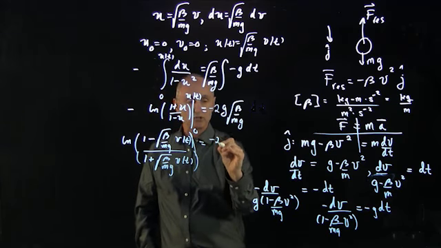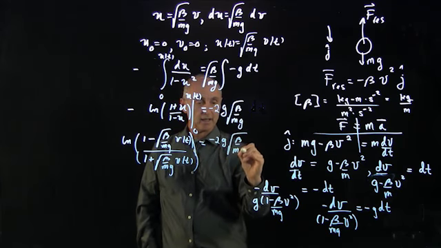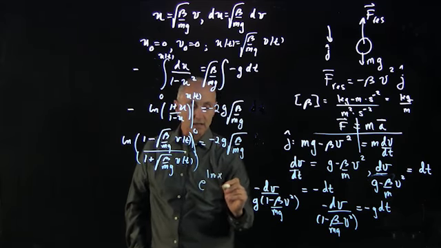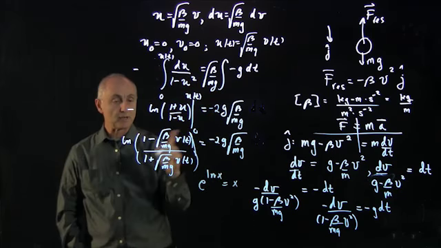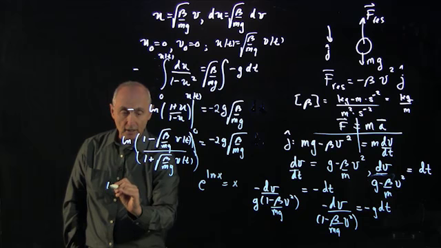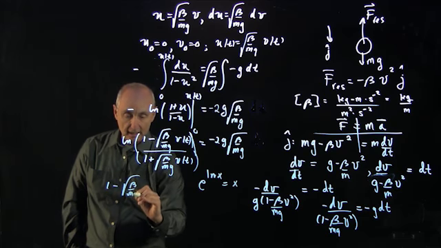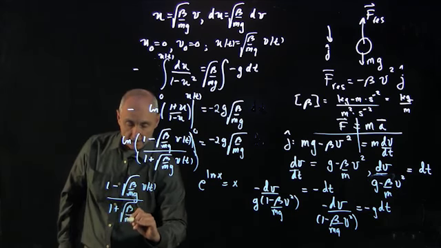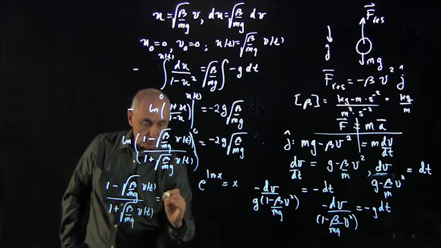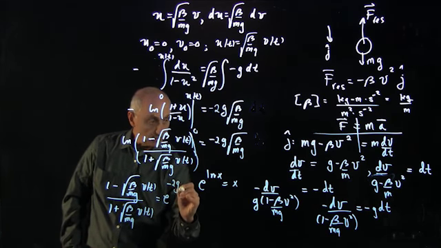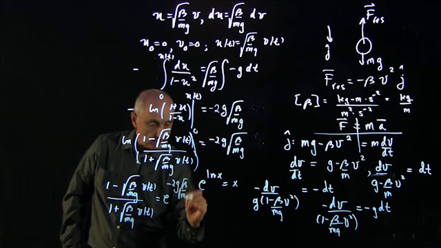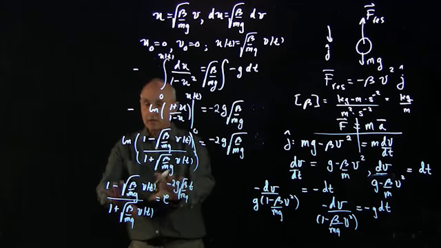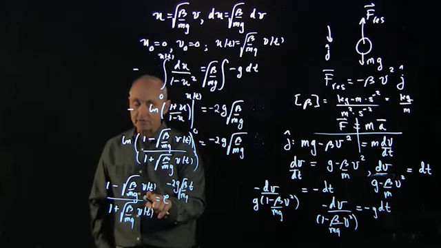And that's equal to minus 2g square root of beta over mg. Now, again, we'll use the fact that e to the log of x is x. And so if I exponentiate both sides, I end up with 1 minus square root of beta over mg v of t over 1 plus square root of beta over mg v of t is equal to exponential minus 2g square root of beta over mg times t. OK, now this is a little bit of algebra. I want to solve for v of t.